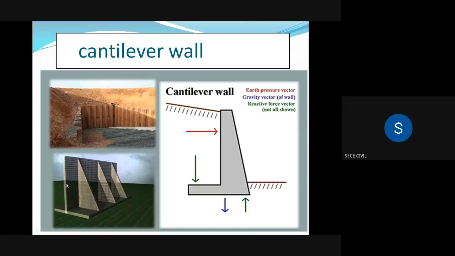In this image, this is also one type of retaining wall. This is the counterfort retaining wall. This type of retaining wall is named as counterfort retaining wall. Same toe portion, heel portion, and this is the counterfort.